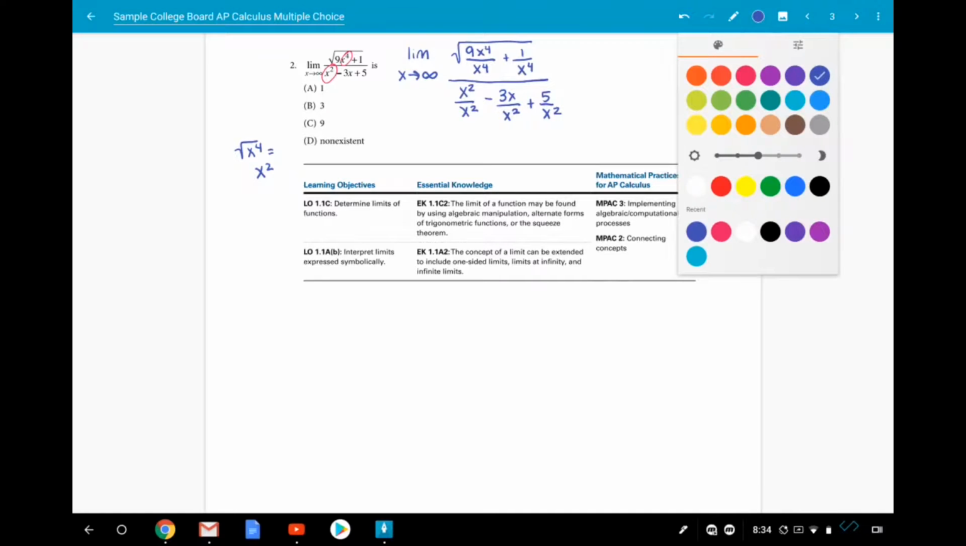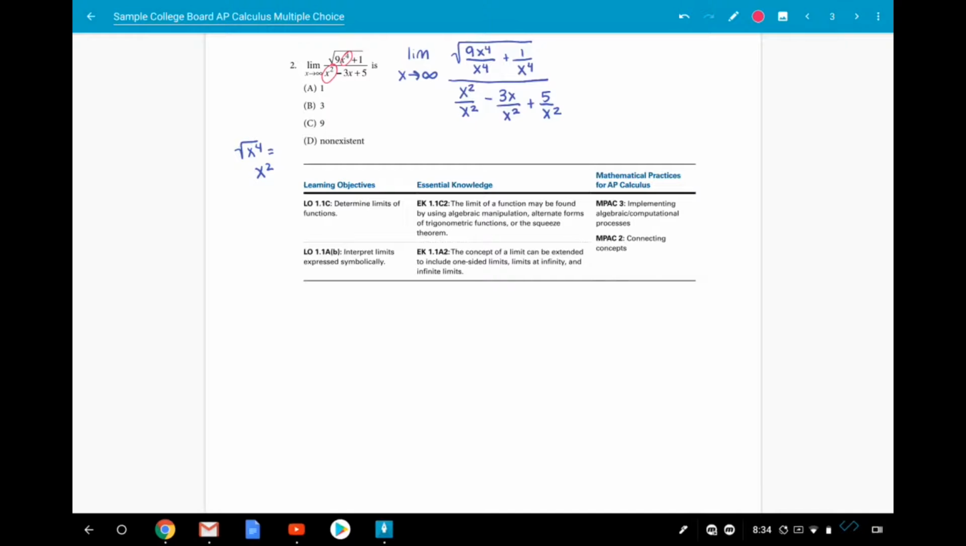Now the trick over here is to notice that 1 over x to the fourth, as you substitute infinity or really big numbers into x, 1 over infinity is going to approach 0. The same thing happens over here for 3x over x squared, because that reduces to 3 over x. And then 5 over x squared is going to approach 0 as well. So if you simplify that now, you're going to have the square root of 9 on top, and a 1 on the bottom, which is just going to be 3. So the answer is B.